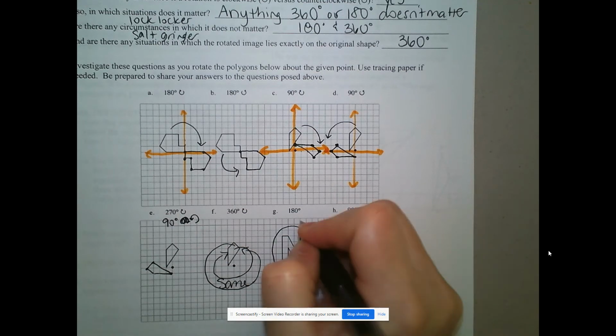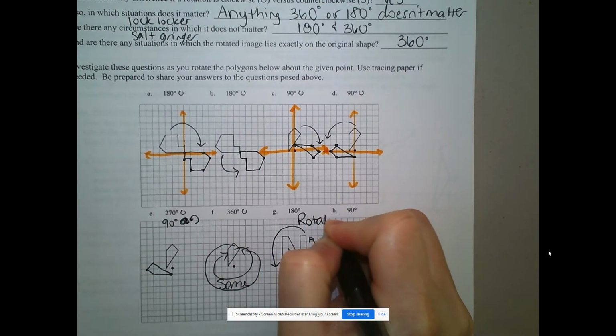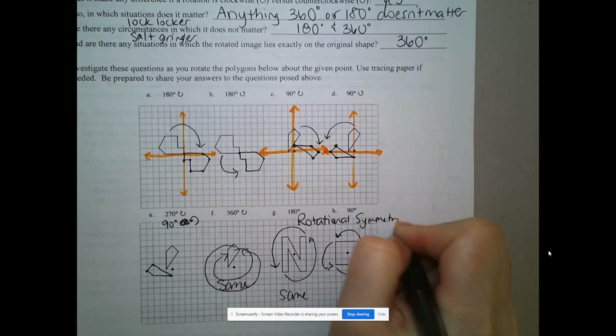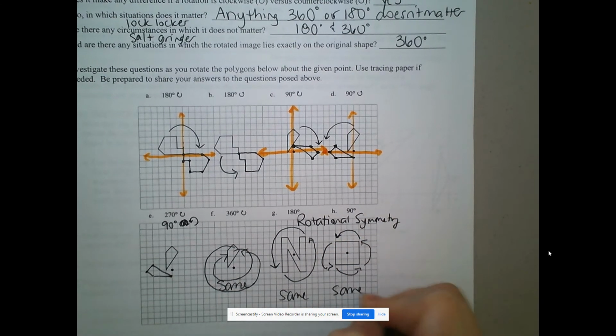But because both of these have rotational symmetry, it would also end up in the same spot. Now, this one has rotational symmetry every 180 degrees, so it ends up directly on top of itself. Upside down and right side up look the same.